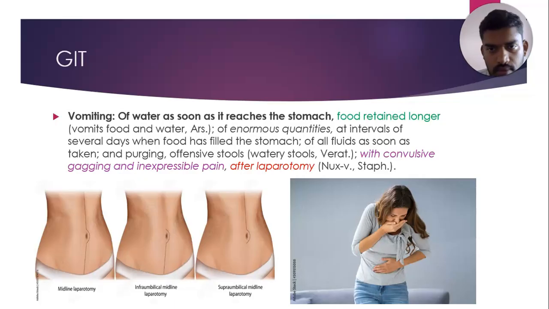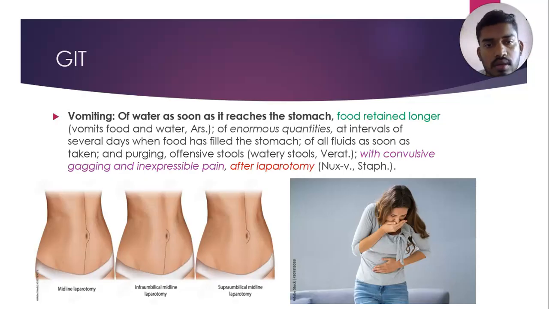Now in brackets, you have watery stools like Veratrum. Veratrum again shows comparison for cholera, with convulsive gagging and inexpressible pain. So this guy has enormous gastralgia, which already alternates with headache. Now there is some kind of abdominal colic. You have vomiting. Problem is more with water. Food is retained better than water.